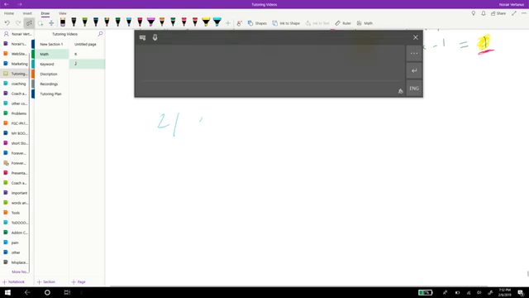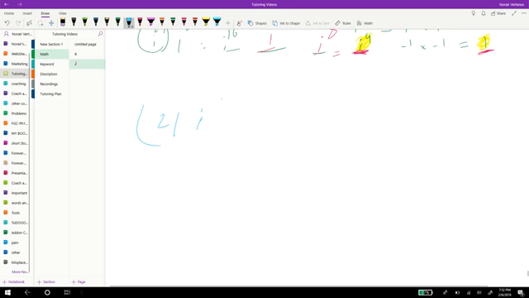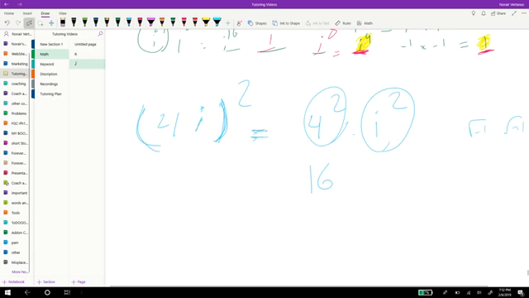So 4i squared. In this case, this 2 is the power for this whole thing inside parentheses. That's the same as 4 squared times I squared. So 4 squared is what? 16. And what is I squared? Isn't it rad negative 1 times rad negative 1, which is equal to negative 1, right? That's going to be negative 1. So that's going to be negative 16. That's it.